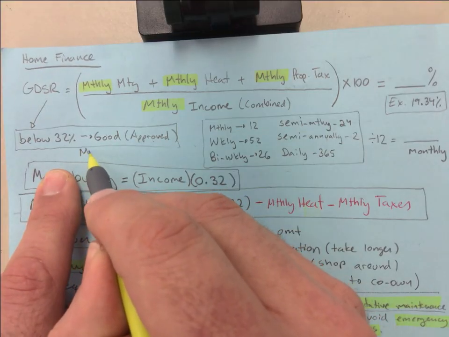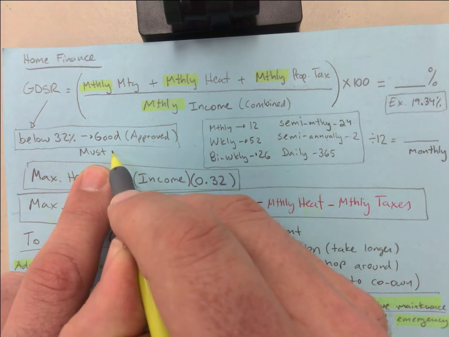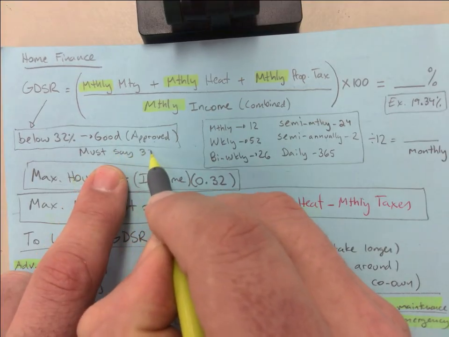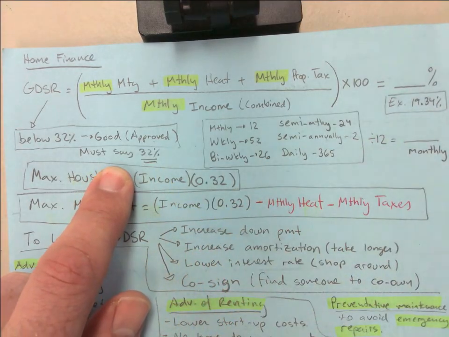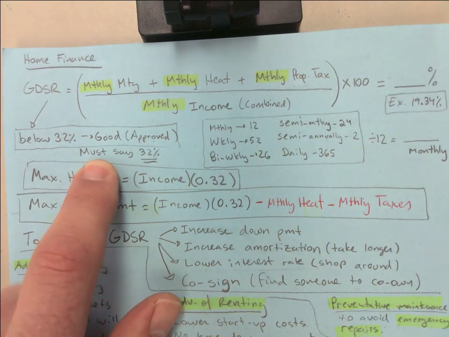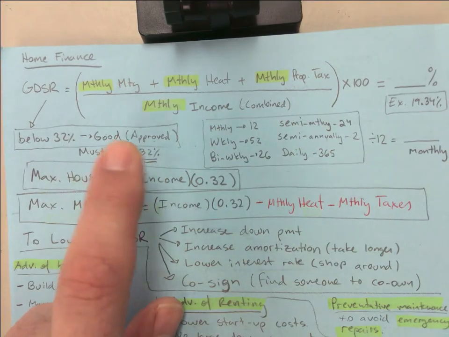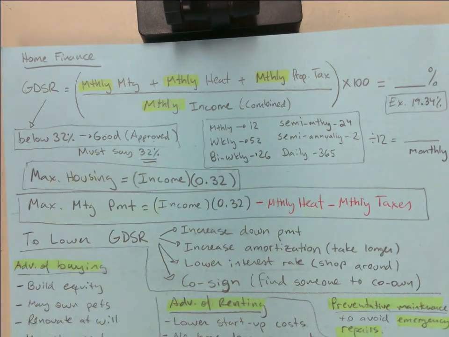Must mention, right? Must say 32%. Like that magic number has to come up if you're justifying whether or not somebody's going to get approved. You must make reference to that. There's no gray area for the province on that one.